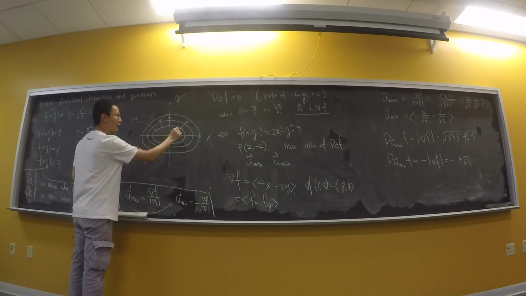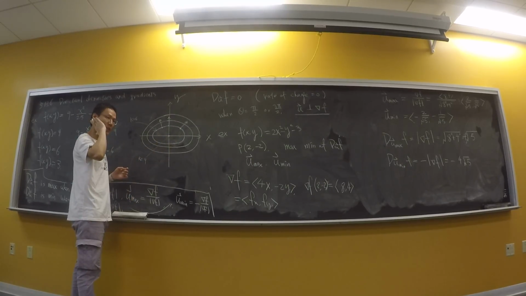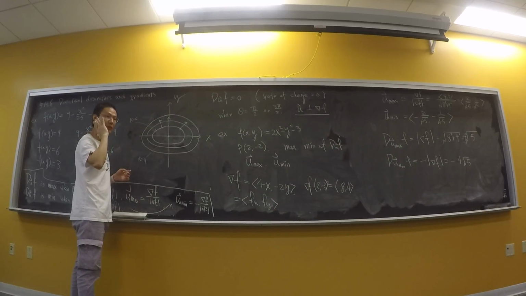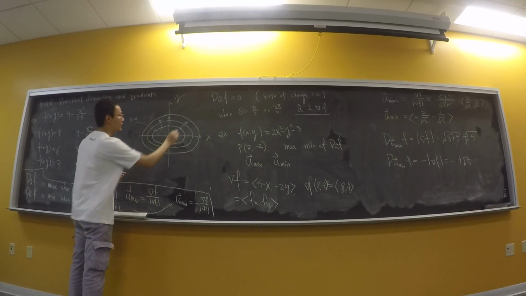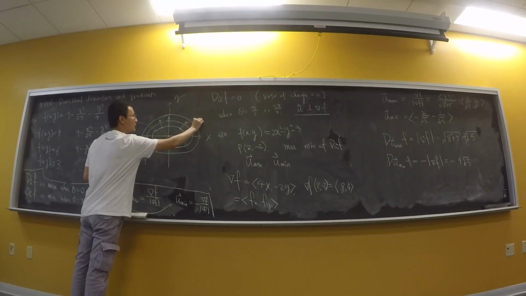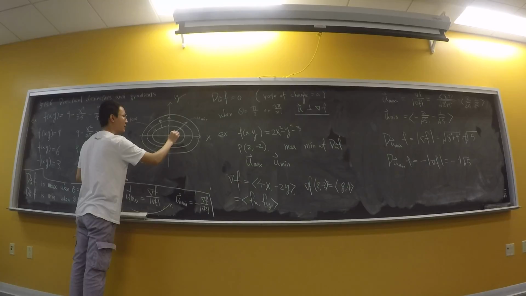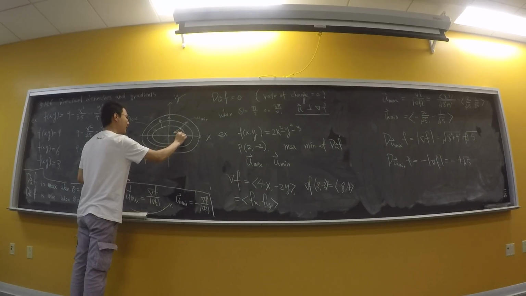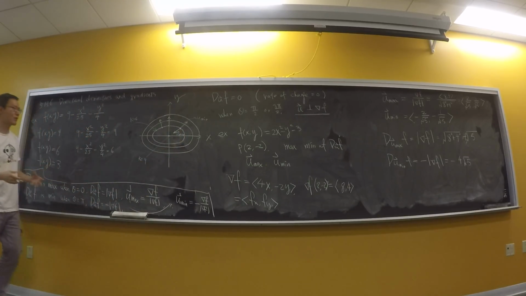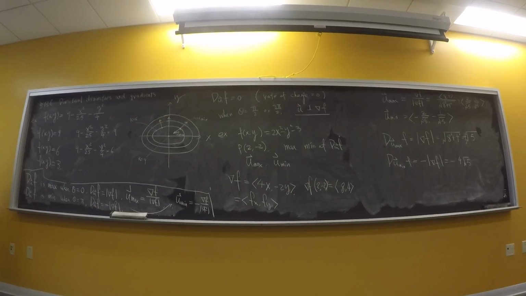This is k equals 6. If I'm going in the maximum direction, my function value is supposed to increase. So this is supposed to be u min. And the opposite direction is going to be u max. Okay? So the level curves are very closely related to the gradient in the following way.